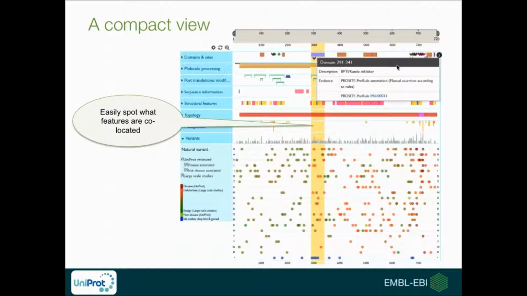So this is the way that you can use the feature viewer, and what we aim is to make it easier for UniProt users to see in a compact view what is happening with all the sequence annotations. And as we mentioned at the beginning, with this display, you could easily spot what features are collocated and then get an idea about what is happening in that region of the feature that you are interested in.